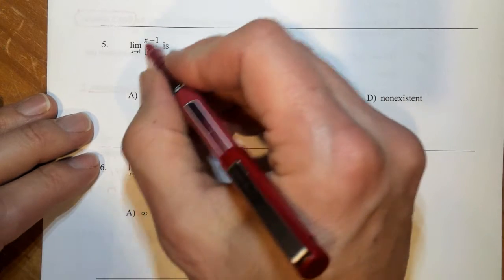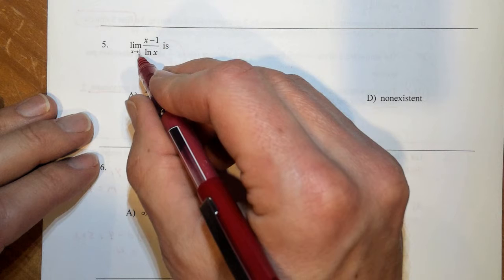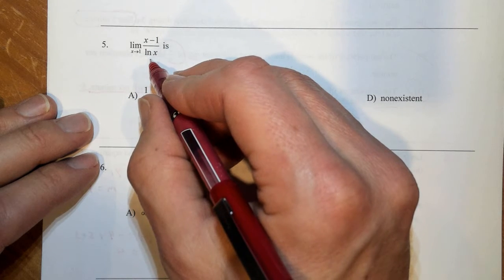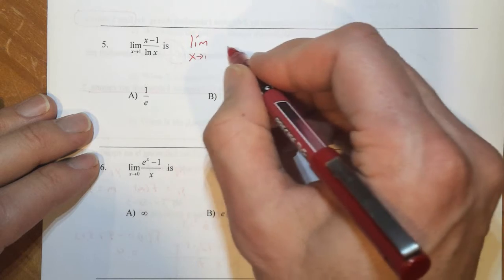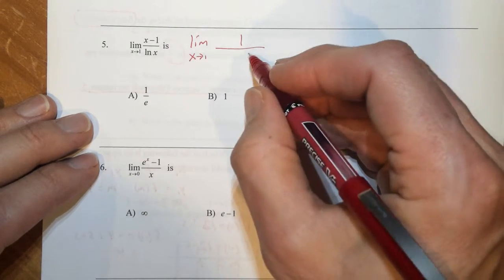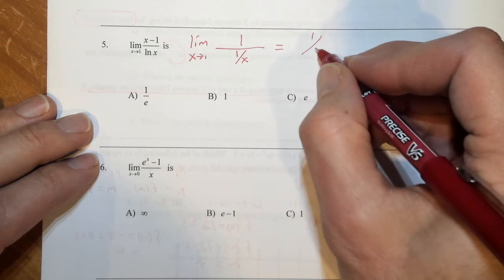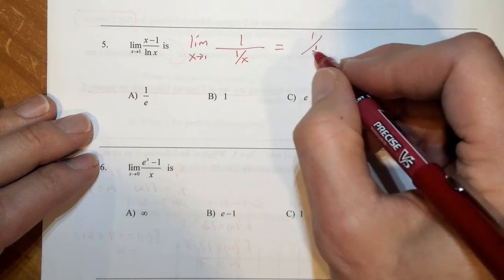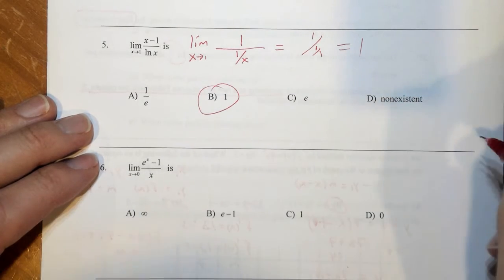For number 5, if we plug 1 into the numerator, we get 0. If we plug 1 into the denominator, the natural log of 1 is 0, so we can use L'Hopital's, so the limit as x approaches 1. In the numerator, this just derives to 1. In the denominator, the derivative of the natural log of x is 1 over x. So this becomes 1 over 1 if you prefer, but there's all 1s here, so that's going to be 1. And the answer again is B.